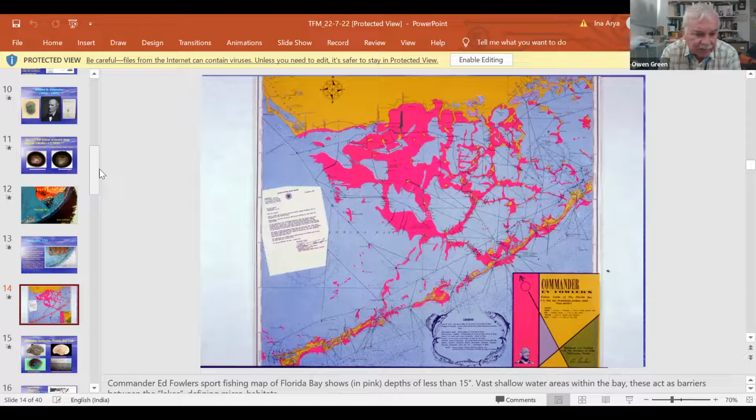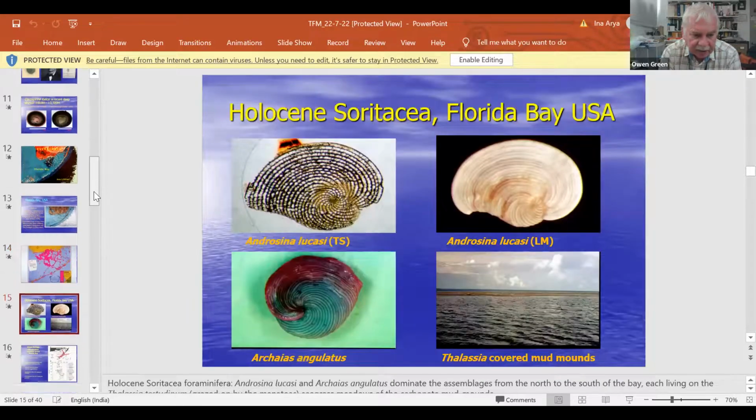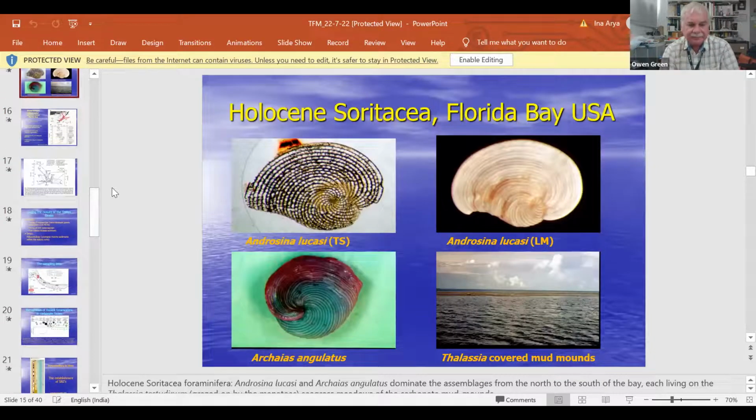environment. So if we go on to the next slide, please, I'll show you some of the most common forms that we found there. So there were two that I was particularly studying in this area. There's Androcina lucasi, which had not been discovered in Florida Bay until we started work out there. And then the dominant species is this one, Archaeus angulatus. That's a very recent specimen there, stained red to show that it was alive at the time of collecting.